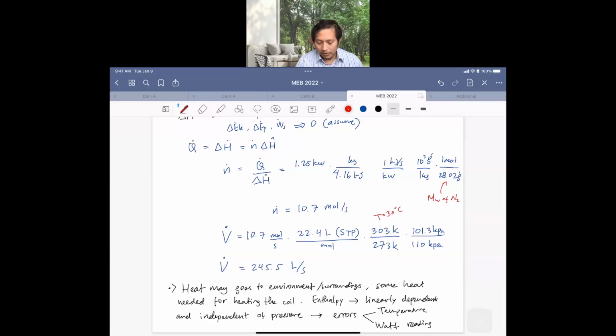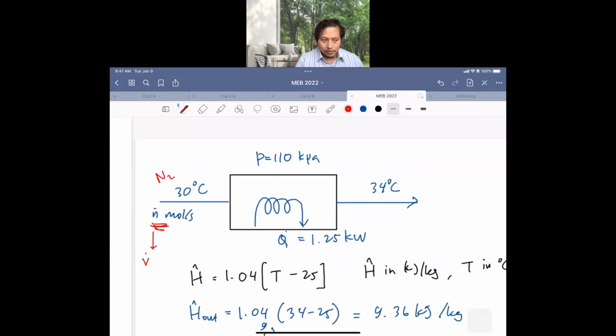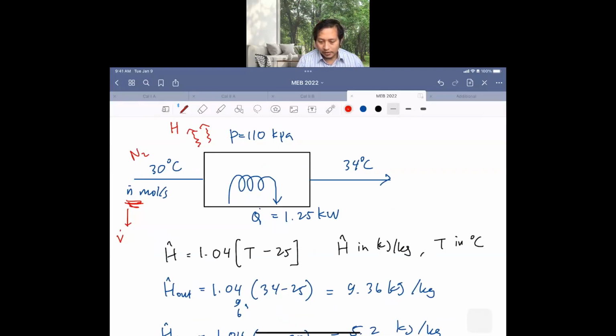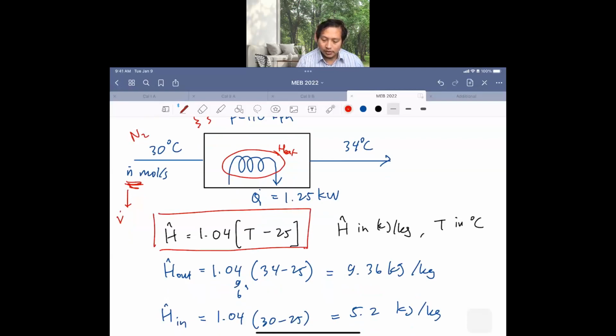Okay, so let me explain. So the heat maybe goes out from here, and there's still some heat that is still in this coil, right? Another heat in this coil. If you see the equations, it's a linear equation that depends on the temperature, right? There is no pressure in here, so the pressure will be independent. So the error that might happen will be when you measure the temperature and when you measure the heat. I hope this makes logical sense for what kind of errors can happen.